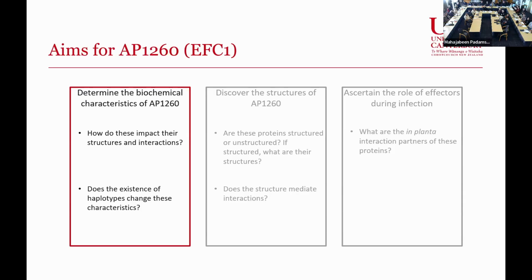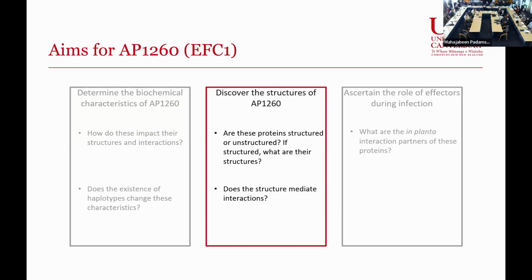So the aims for characterizing this protein were to figure out what its biochemical characteristics were. So we want to know how these characteristics are impacting its structure and its interactions, and if the existence of haplotypes is actually making a difference between the two versions of the protein that we have. We also want to know what its structure is.